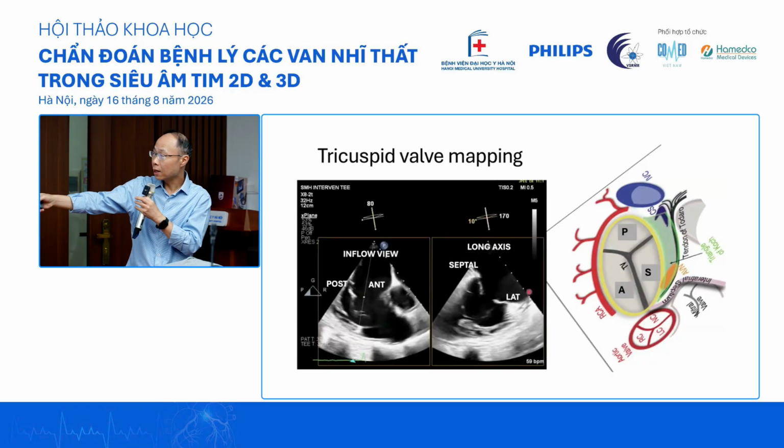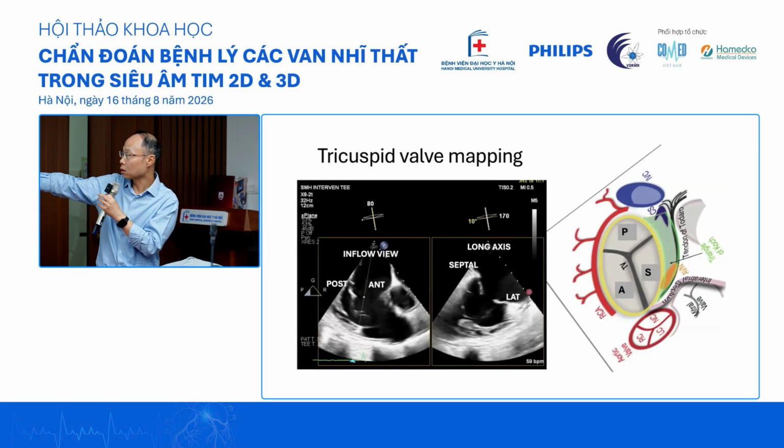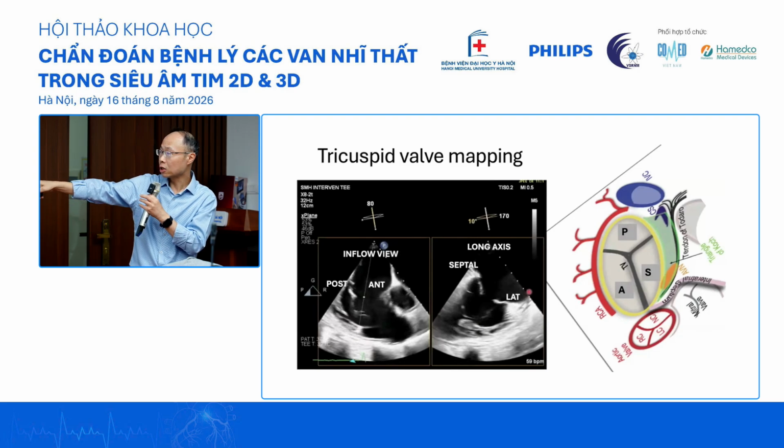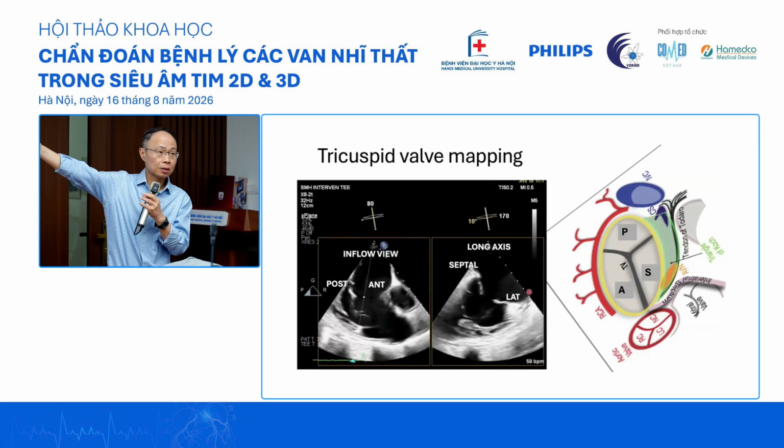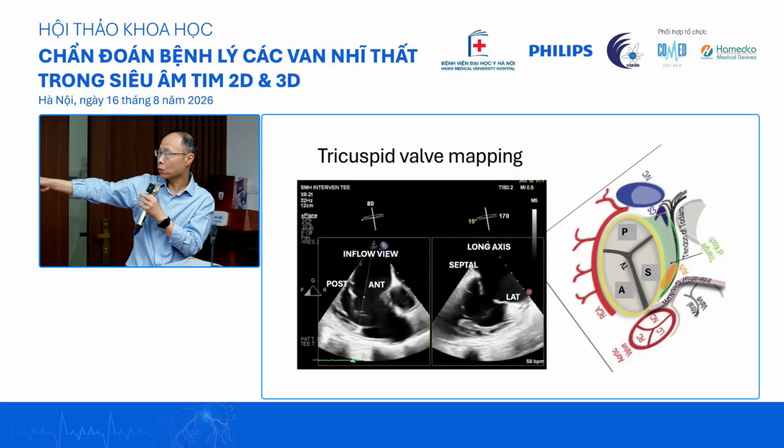And if you then turn on your X plane, you cut across here. So this is your septal lateral. This is septum because the left ventricle is over the other side, and that is the lateral, which is where your left atrial appendage might come over this side if you turn it around.